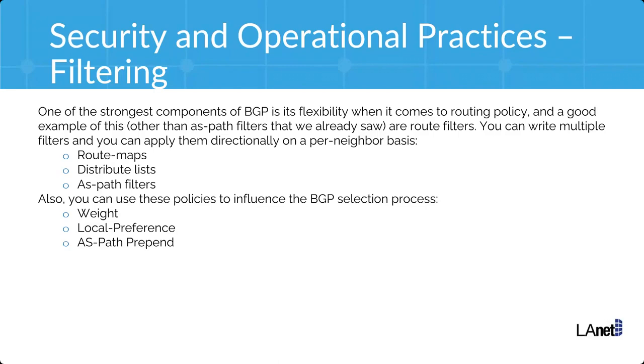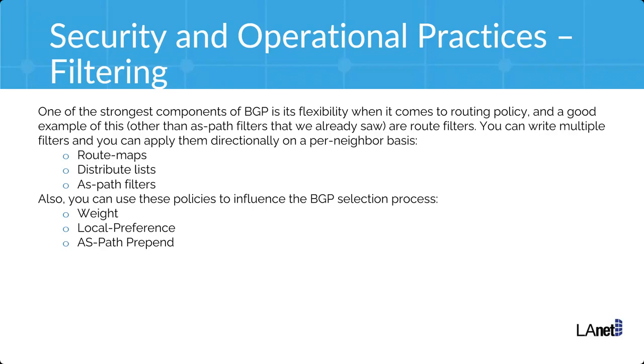I didn't include MED in here. These are not inclusive of everything. These are just common ones, right? And keep in mind, you can apply each of these per neighbor, per direction. I could have one route map that's influencing things outbound on neighbor A, another route map filtering or influencing things outbound on neighbor B. Likewise, I could have a third route map influencing things on neighbor A inbound and neighbor B inbound.